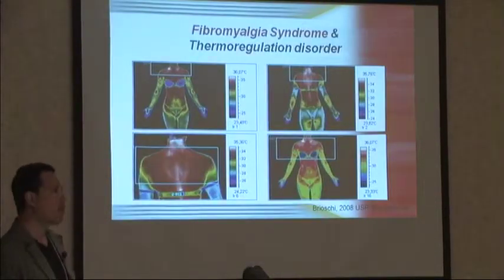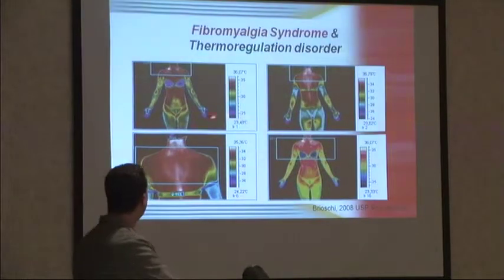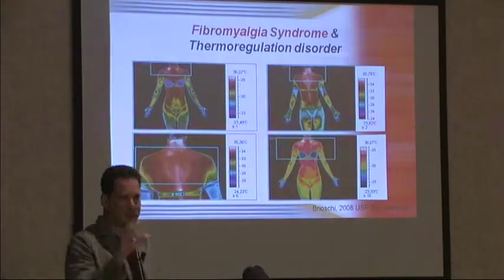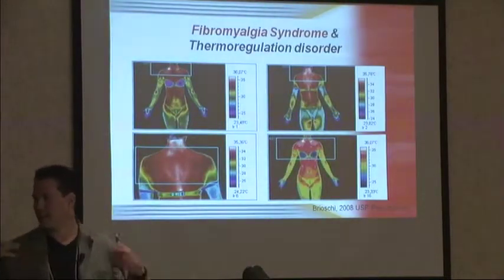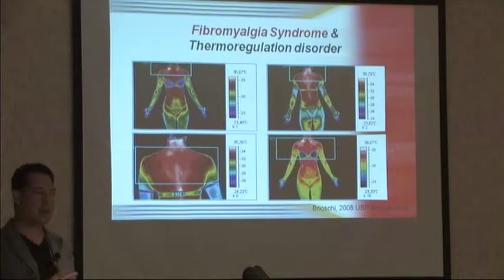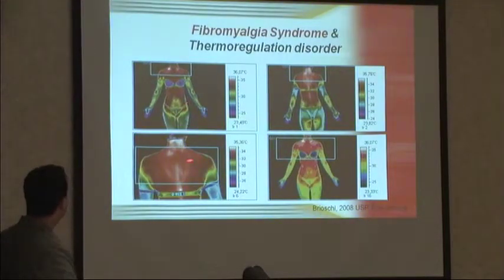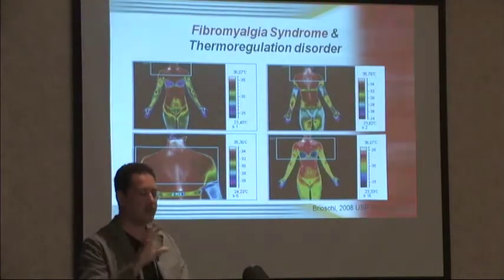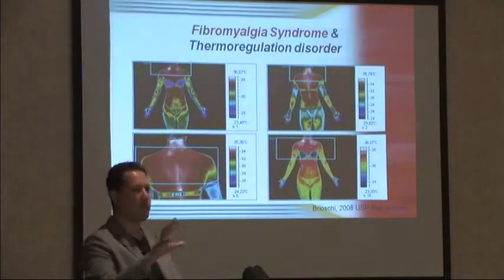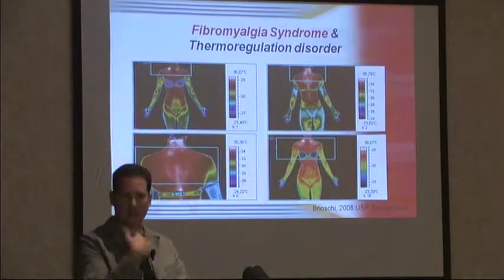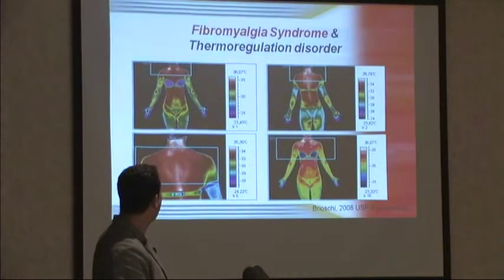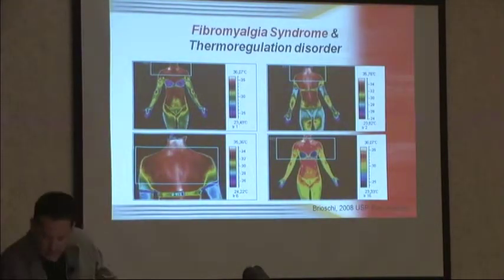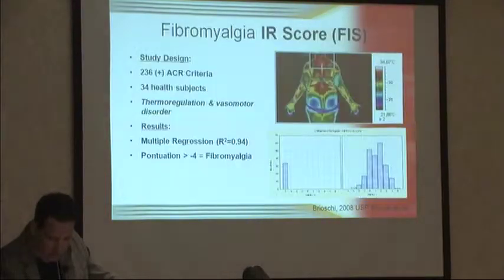But when you have fibromyalgia, it's very interesting because fibromyalgia doesn't have that hotspot. They have a mantle sign, like a coat sign, and the image is very homogeneous, and it's very clear to see. When you put someone with fibromyalgia in front of the camera, it's very easy to see this mantle sign with cold hands and congestion at the shoulder.